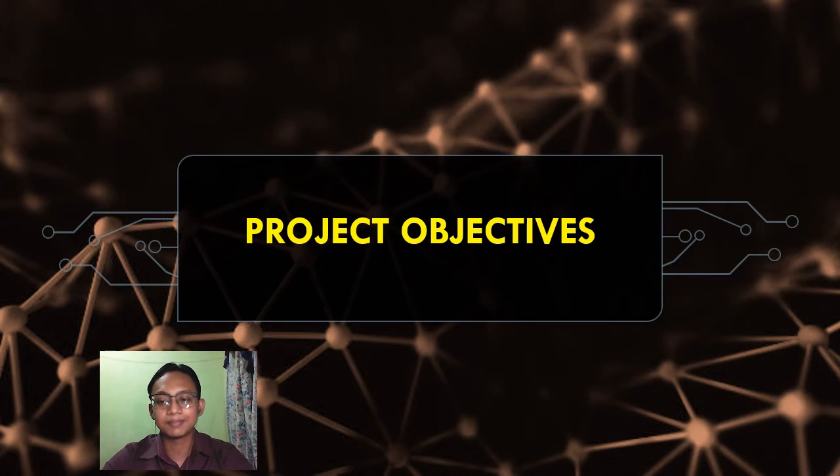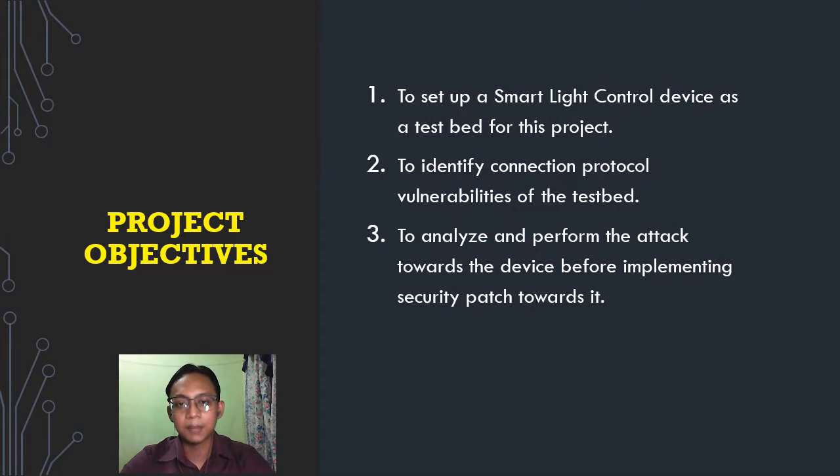Project objective. My project objective is to set up a smart light control device as a testbed for this project. The testbed will identify the connection protocol vulnerabilities that exist inside the device, and several approaches will be implemented. Each approach will be analyzed by performing the man-in-the-middle attack to identify the connection security vulnerabilities, and the patch will be implemented and tested repeatedly until the security patch is decided as the final patch to secure the connection protocol.